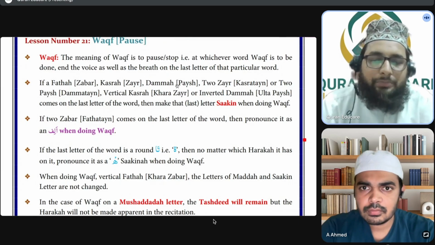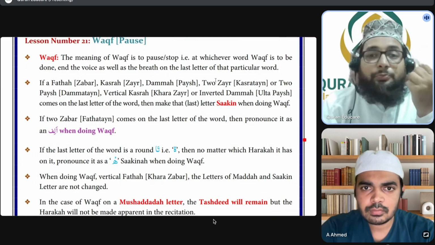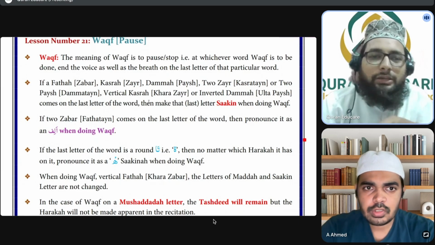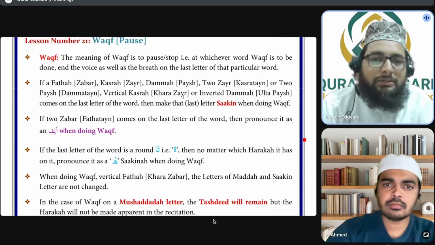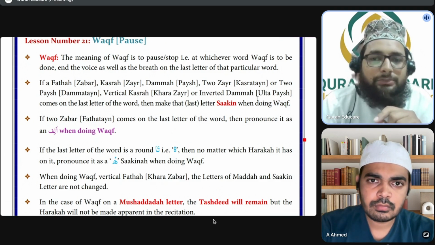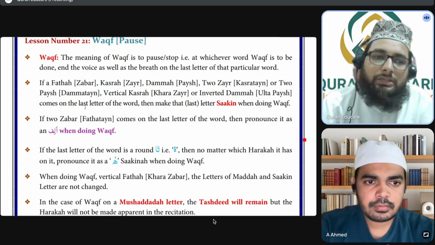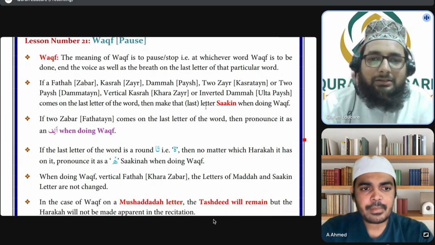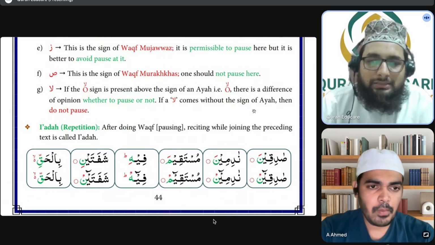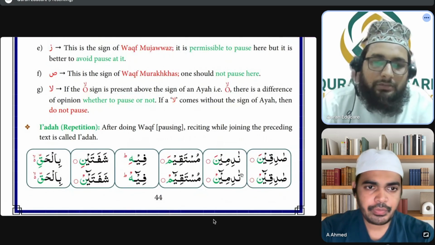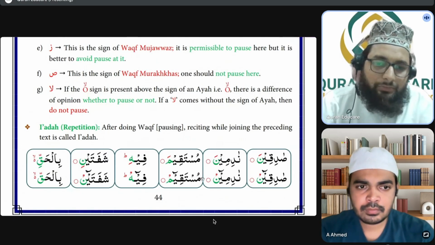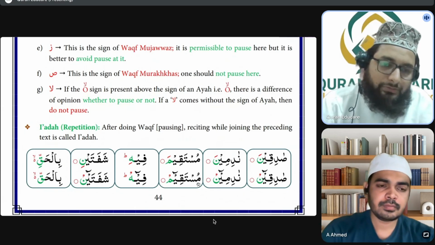Zabar, zer, pesh, simple zabar, zer, pesh, two zer, two pesh. I didn't mention the two zabar, keep in mind. Vertical, like khada zabar, is not included. Khada zer and inverted pesh, which means ulta pesh, come on the last letter of the word. Then make that last letter sakin when pronounced in waqf. What does it mean? Like zabar changing into jazm. The first one is read normally as shown in the Quran, but the bottom one is showing how to pronounce.